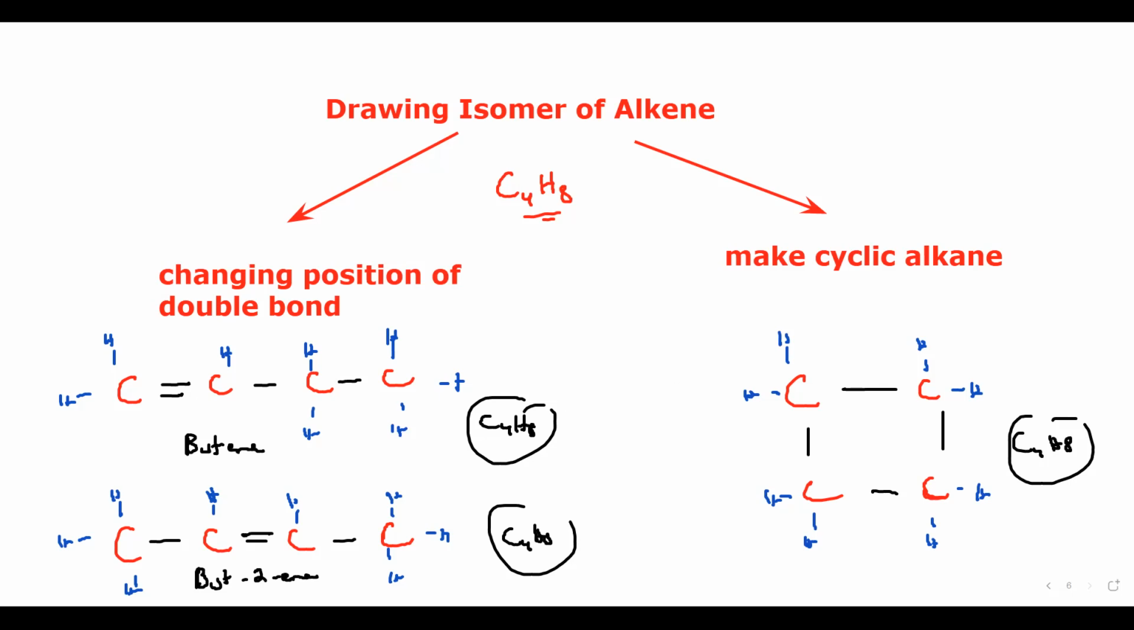Is it clear how to draw isomers of alkenes? Any question or doubt up to this point?